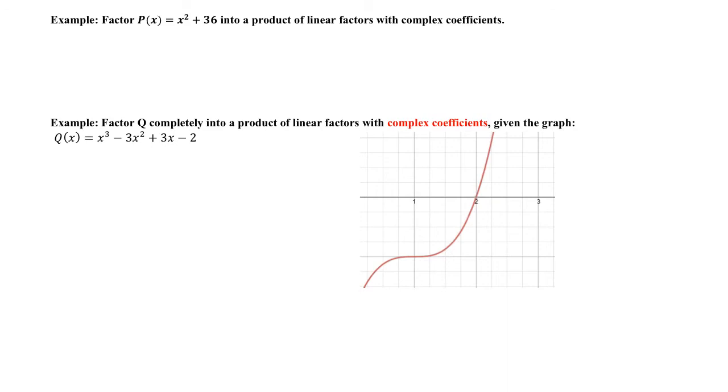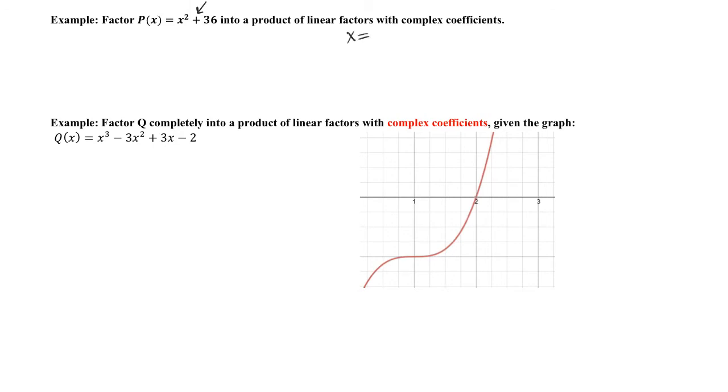Next, we're going to factor p of x equals x squared plus 36 into a product of linear factors with complex coefficients. Now, there's a couple different approaches you can take to this one, and I'll show you both ways. One is you could use the quadratic equation because this doesn't factor, okay? If you thought it factored to x minus 6 times x plus 6, you were wrong because positive 6 times negative 6 equals negative 36, not positive 36. So you can use the quadratic equation.